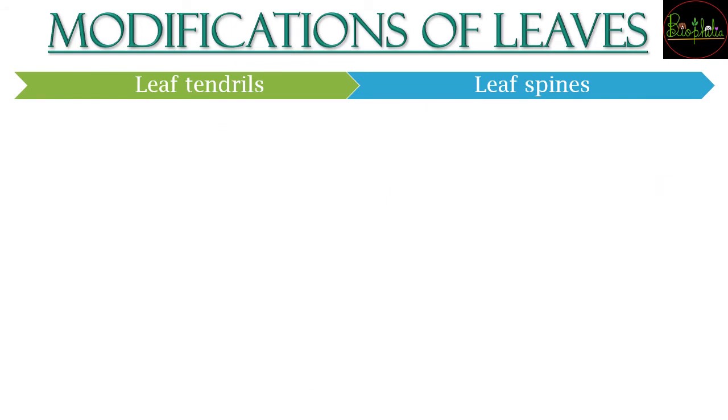Next is modifications of leaves. So in modifications, the first modification that comes to your study is going to be leaf tendrils. Leaf tendrils, just like we studied stem tendrils in the previous class. Similarly, you are going to have leaf tendrils. If you don't remember the modifications of stem, you can refer to the link given in the description box, and you can go and revise those particular topics as well.